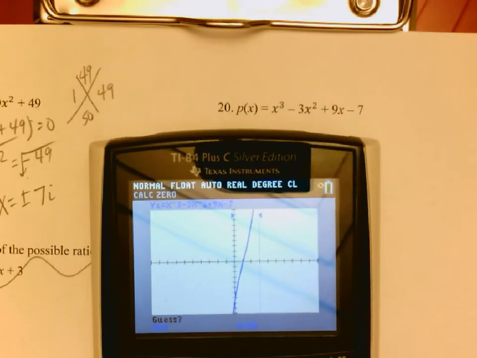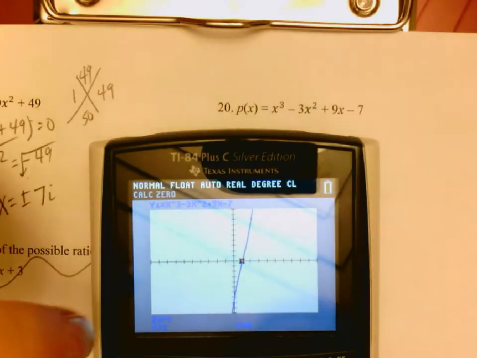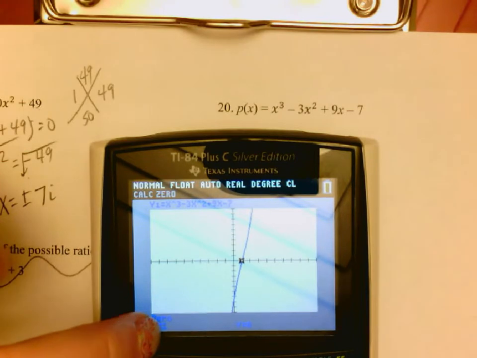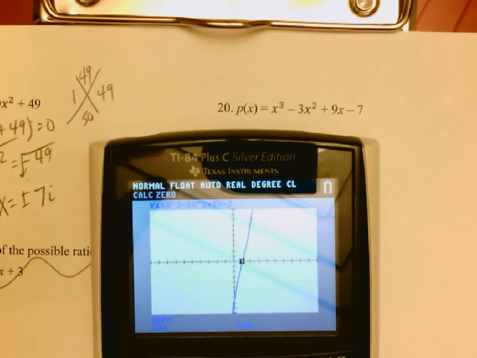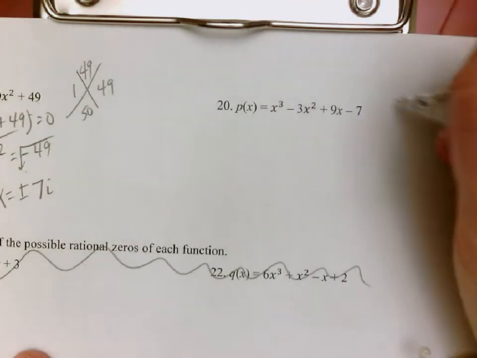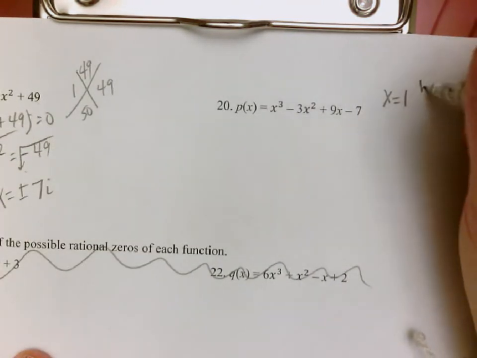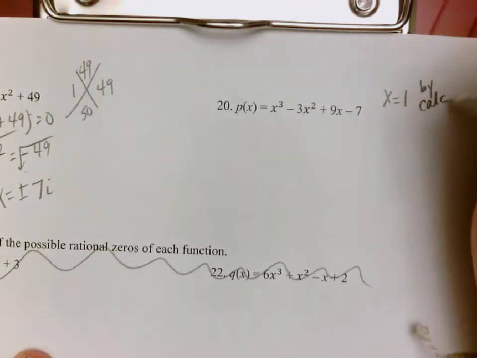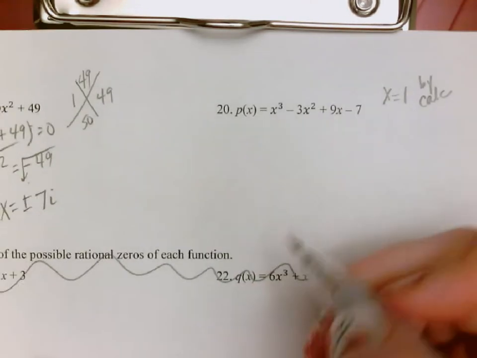And I'm going to guess it. And that answer comes out to be a positive 1. It's kind of hard to see, but the synthetic is going to be with 1. So I found x equals 1 by the calculator. So I'm going to do synthetic division with 1.